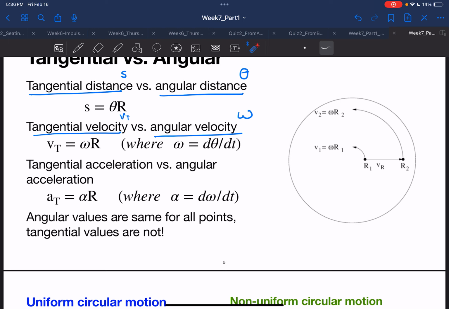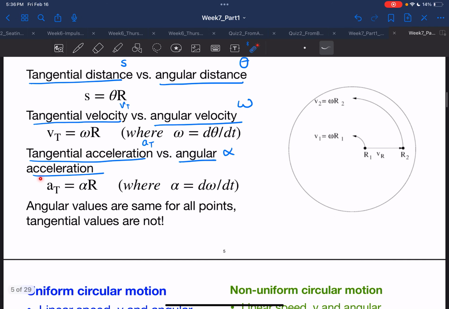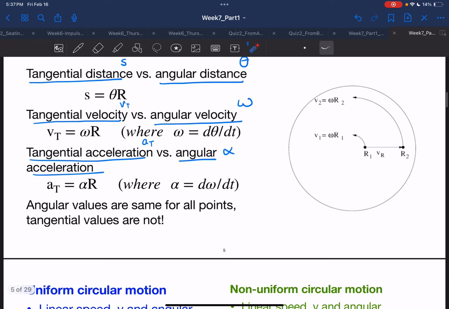All right, and then the last set is the tangential acceleration, a_t, versus the angular acceleration, which is alpha. And the alpha for every spot on the circle that's going through circular motion is all the same. And then the tangential acceleration, the linear tangential acceleration is dependent on where along the circle you are. And all of these quantities are related as the following.